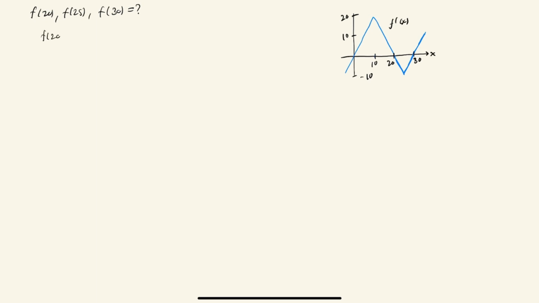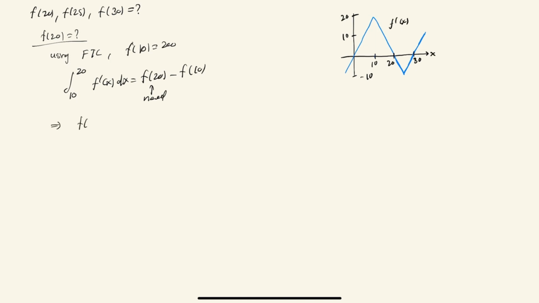Again, to find f of 20, I'm going to use the last point that I found, that is f of 10. So the fundamental theorem of calculus is going to be from 10 to 20. It's going to be the definite integral from 10 to 20 of f prime of x dx equal to f of 20 minus f of 10. We already know the value of f of 10 and we want to find f of 20. And the definite integral is just the area under the curve of f prime of x. So I want to solve for f of 20. That is equal to the definite integral going from 10 to 20 and then plus f of 10.